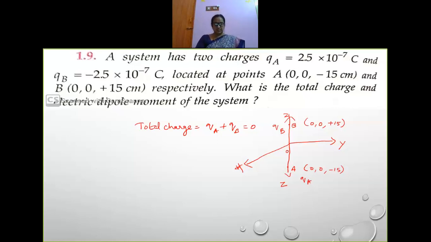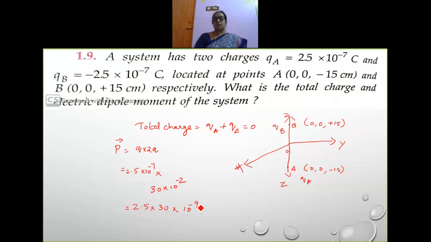Now the second question is, what is the electric dipole moment of the system? So the electric dipole moment is P, right? P vector is equal to, again, Q into 2A. So Q into 2A, Q is 2.5 into 10 power minus 7 into 30 into 10 power minus 2. When you substitute, you will have 2.5 into 30 into 10 power minus 9.